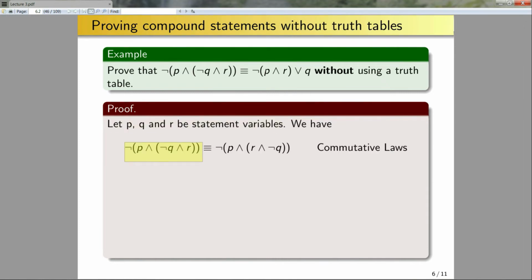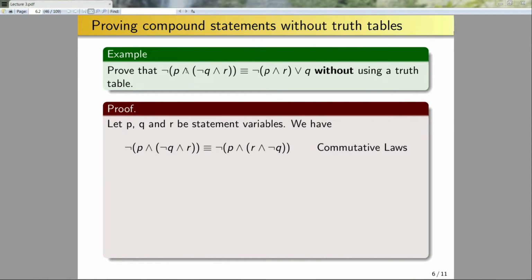This original statement on the left-hand side can be simplified by using my commutative laws. So why would I possibly want to do this? Well, on the left-hand side, I have P, Q, R, but on the right-hand side, I have P, R, Q. So at some point, I'm going to want to swap the order of the R and the Q. So I can do that right now just by commuting not P with R. Okay, what can I do next?